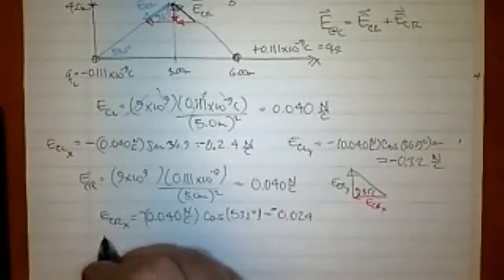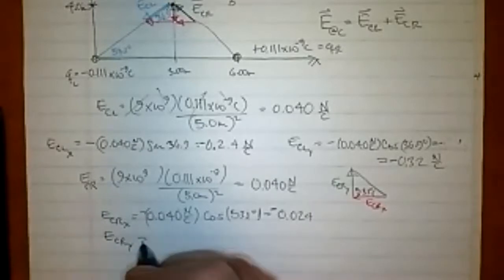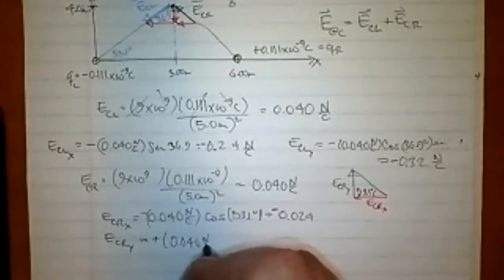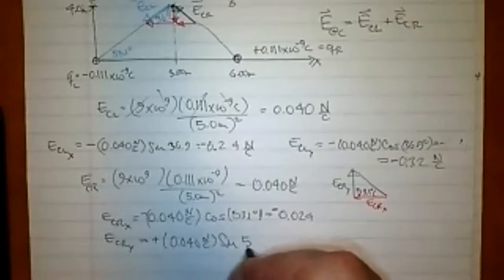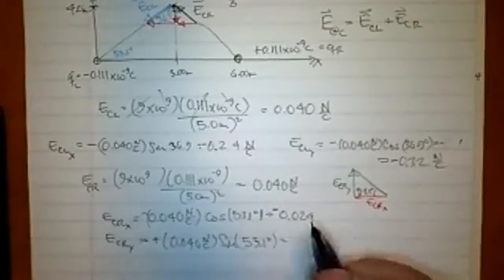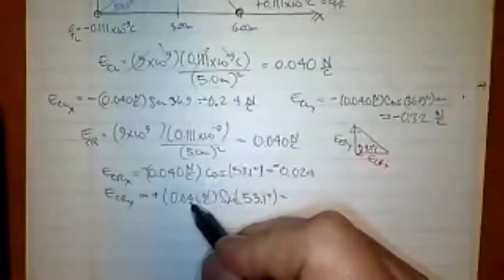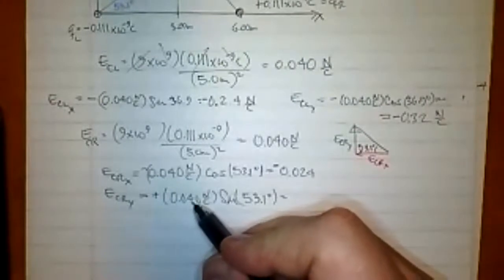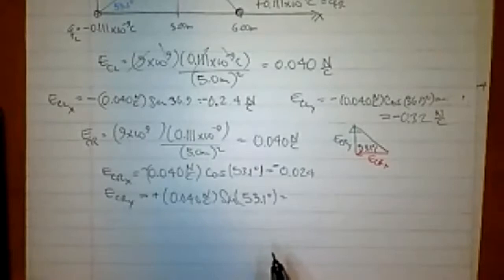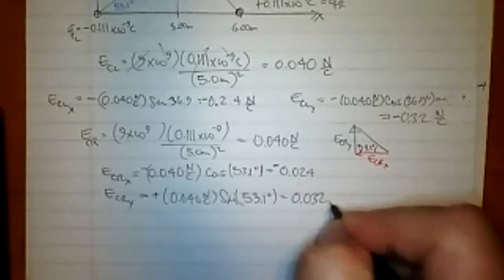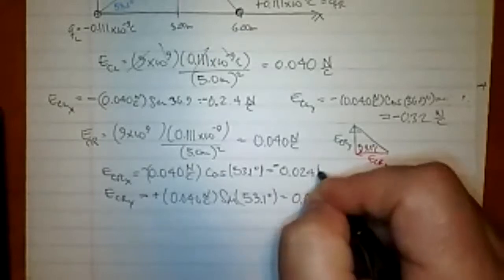Okay, now E_CY, that one's actually a positive component, so I'll put the sign there: 0.040 newtons per coulomb times the sine of 53.1 degrees. Now with this one, we're going to take the sine of 53.1. If I look up at that triangle, that's 4/5. Again, 0.04 over 5 would be 0.008, which is what I missed before. I just called it 0.08. And then 0.008 times 4 would be 0.032. So it'd be 0.032 newtons per coulomb there.